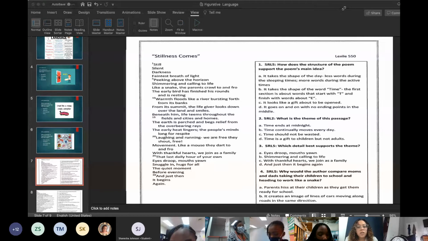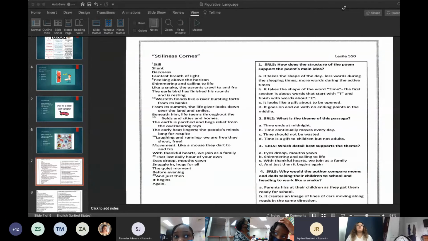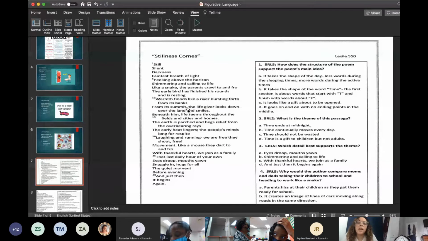Okay, the second question is who can tell me how many stanzas are inside of this poem? Jaden. There's 6 stanzas. Thank you. So there are 6 stanzas within this poem. And remember, stanzas are like many little paragraphs that break up the poem.